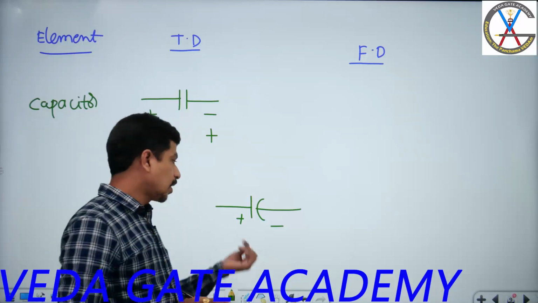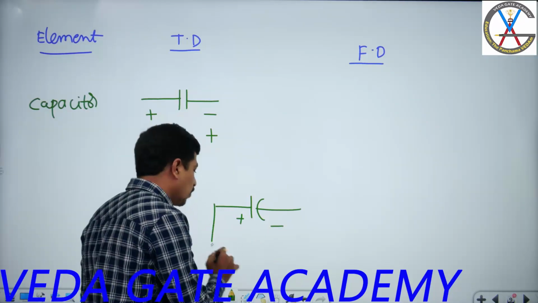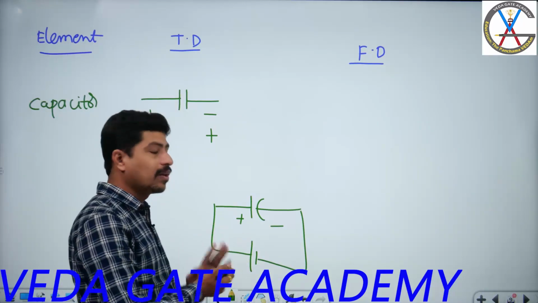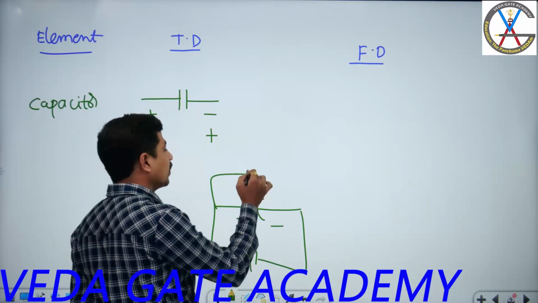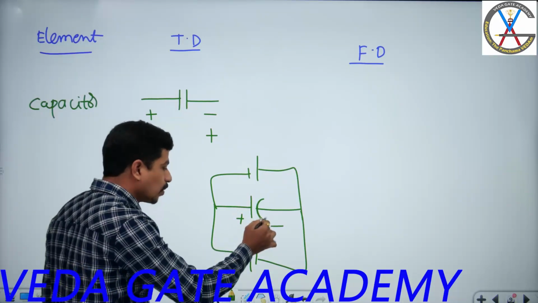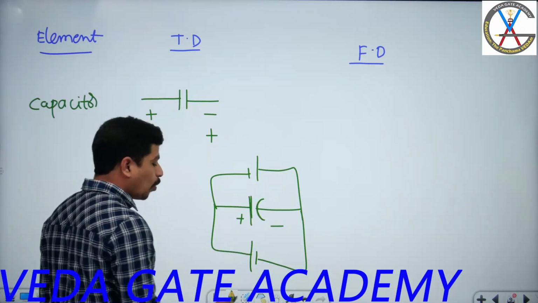Always you have to connect plus here and minus here only. If you want to connect a DC voltage source, you have to connect it this way. Then only this capacitor will work. Otherwise, if you connect it in reverse like this, the capacitor may be damaged. This representation denotes a polarized capacitor.